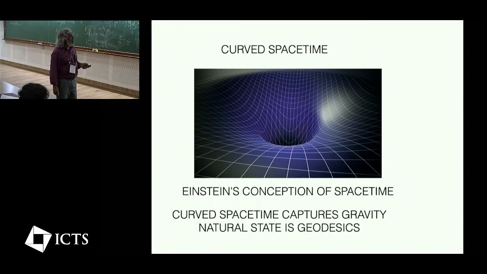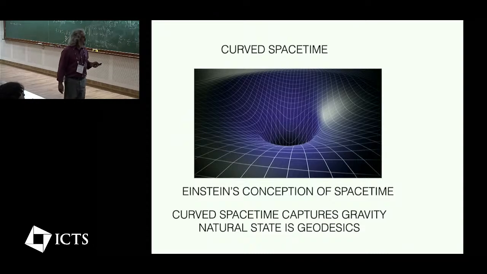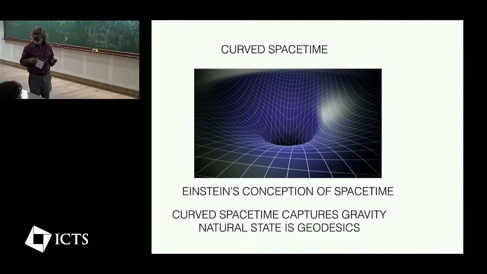Finally, when you come to Einstein, he throws everything out of the window. What he says is that in the presence of gravity, curved spacetime captures gravity, and the natural state of an object which is not acted on by forces is geodesics, the shortest paths in that space. So this has much less structure and much more symmetry.